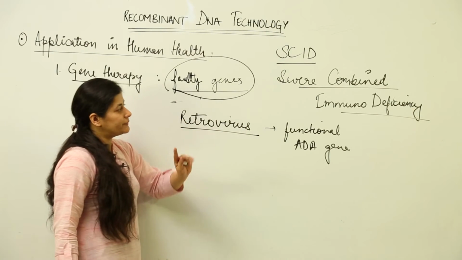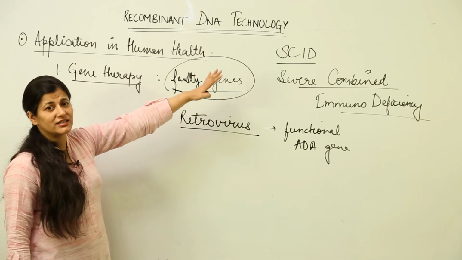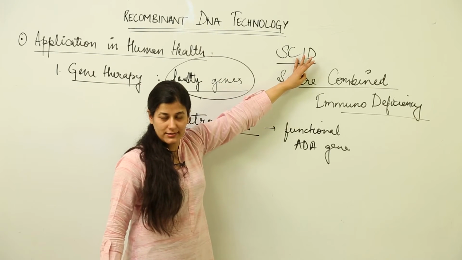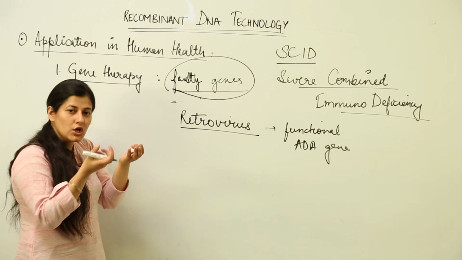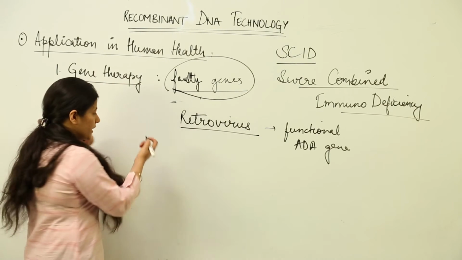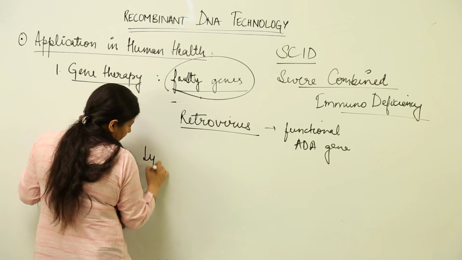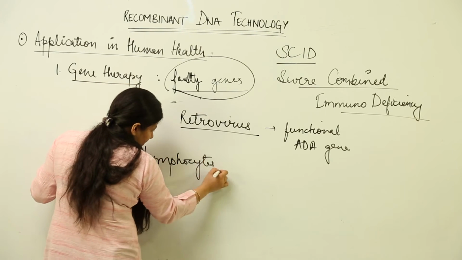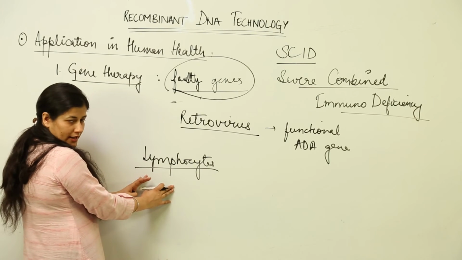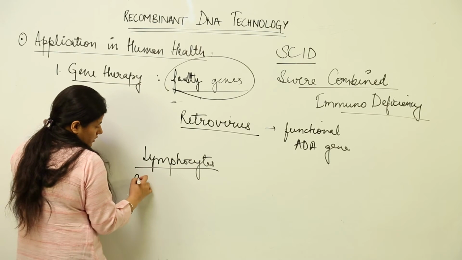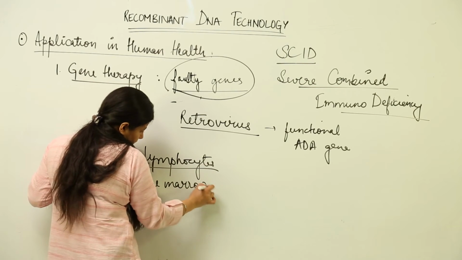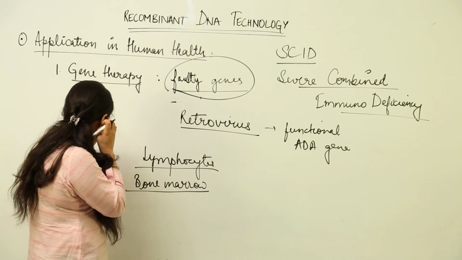Now, what is to be done? We extract the cells of bone marrow from the patient who is suffering from SCID. We take out those cells, or we take out the lymphocytes. Lymphocytes are taken out and cultured. The lymphocytes from the bone marrow of the patient are extracted. Okay, bone marrow cells happen to be stem cells.